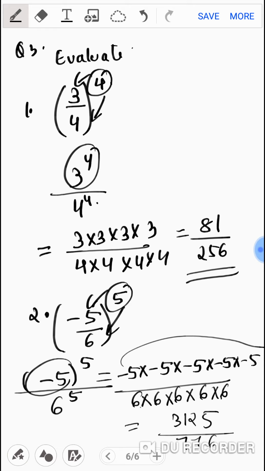My dear kids, try to understand. Minus into minus, plus. Plus into minus, minus. So your answer will have a minus sign.